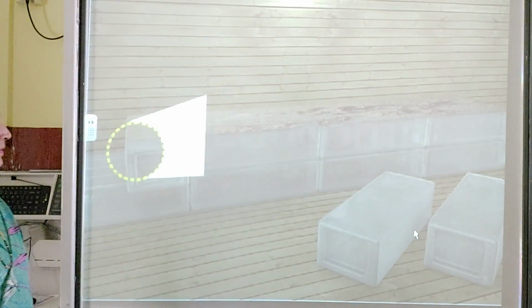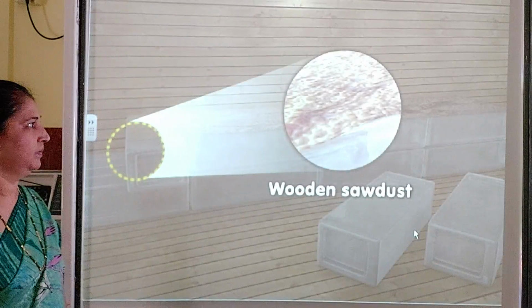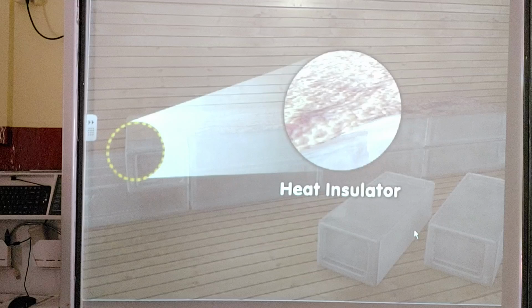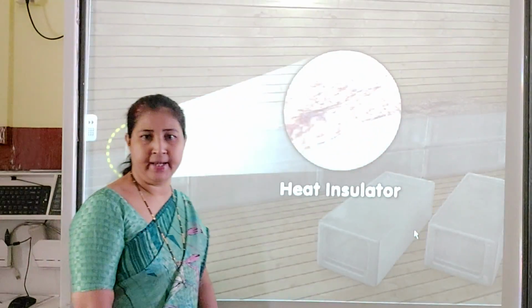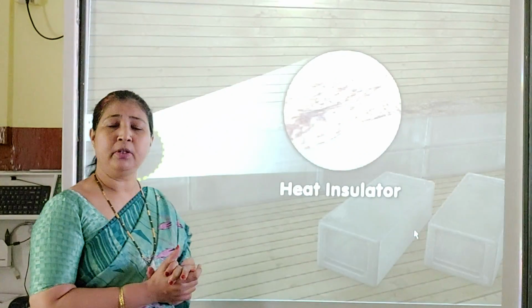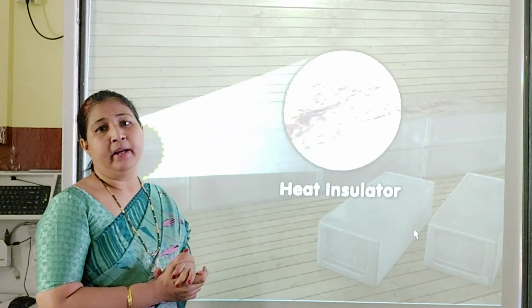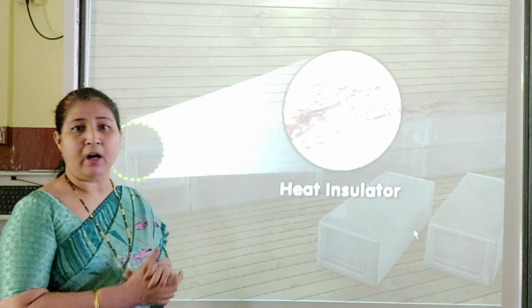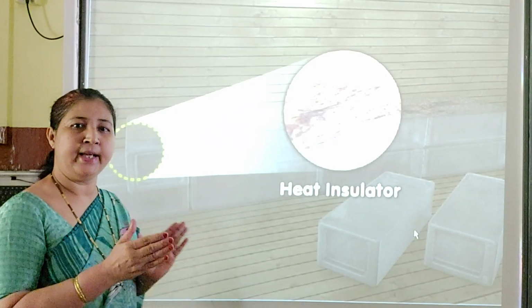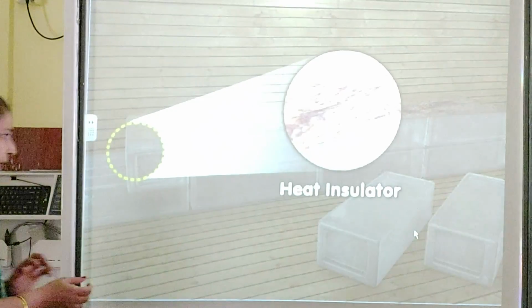Ice blocks are covered with wood sawdust. This is because sawdust is a heat insulator and prevents ice from melting for a considerable time. So you might have seen when you remove the ice, it melts. But when you keep it inside the thermocol, what happens? It is an insulator which will not allow the outside heat to enter into the ice. So the ice will not melt and the ice cubes will be kept like that only. Okay.